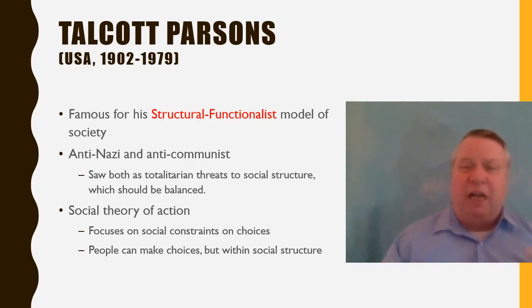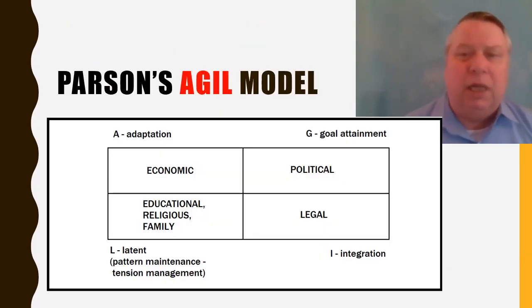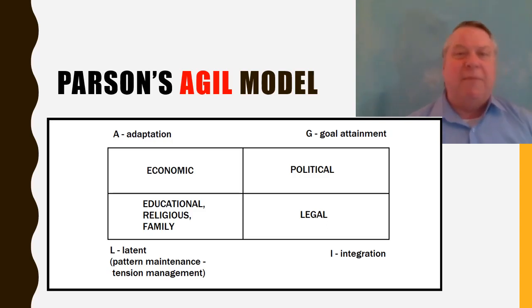Right? So he developed this thing called the social theory of action. So basically the idea is we as individuals are going to act according to our roles and our institutions. So this is the kind of simplified model he came up with. It's called the AGIL Model.